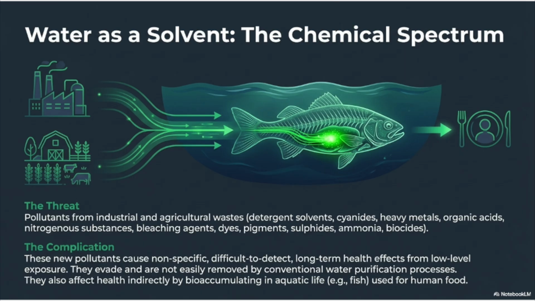Now let us shift our focus to water as a solvent, representing the chemical spectrum of contamination. The threat here comes from pollutants originating from industrial and agricultural wastes, including detergent solvents, cyanides, heavy metals, organic acids, nitrogenous substances, bleaching agents, dyes, pigments, sulfides, ammonia, and biocides.